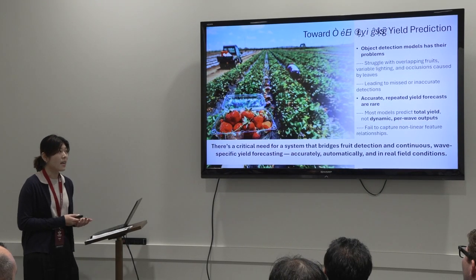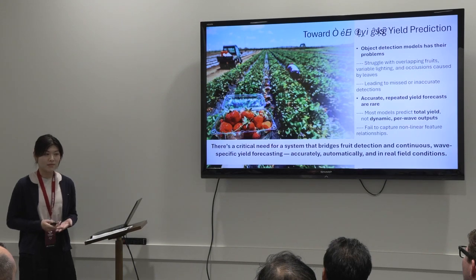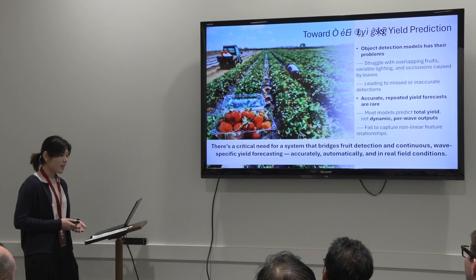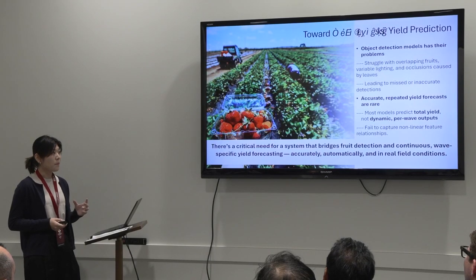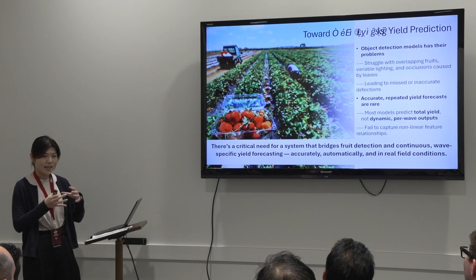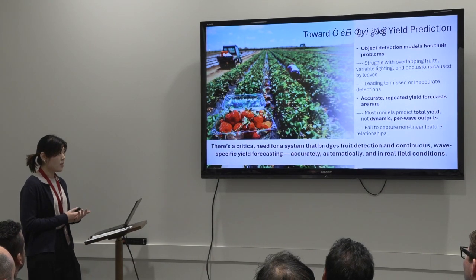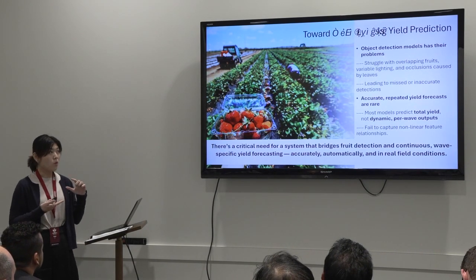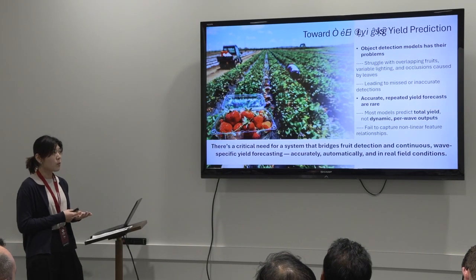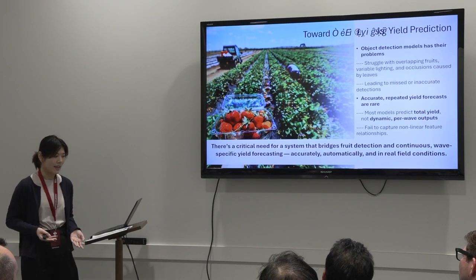But this also has some problems. First, the detection models have errors. They cannot be 100% precise. Also, because strawberries grow like a small canopy, some fruits are hidden inside the canopy, so when we capture the photos, we cannot see this hidden fruit. Even if our model is good enough, we still cannot detect it, so we cannot count it.